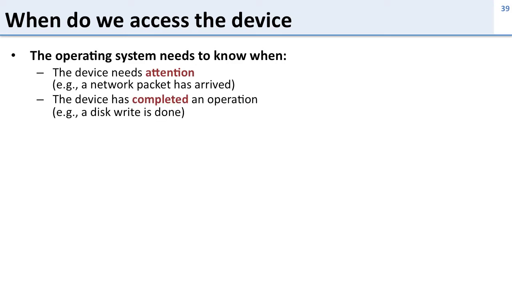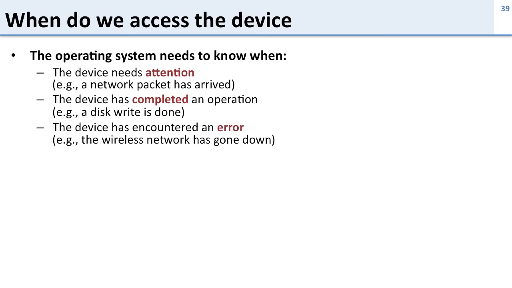The operating system needs to know when a device has completed an operation. If we're doing a write to a disk, the OS needs to know when that write is finished so that it can be certain the data is safe. The OS also needs to know if the device has encountered an error. If you're using a network and the network disappears, the OS needs to be told that access to the network is no longer working.